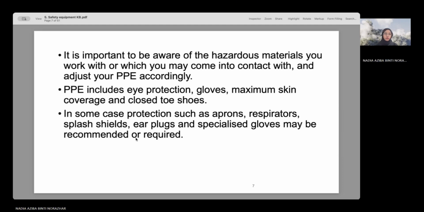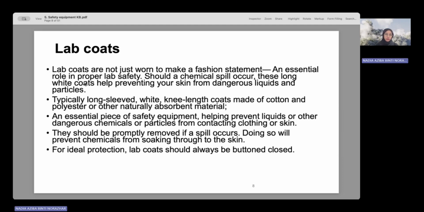We'll be discussing lab coats first. It is not just worn to make a fashion statement, although it looks like so. It plays an essential role in proper lab safety, which is a common and basic thing that everyone working in a lab setting should know. Lab coats are the most essential. Should a chemical spill occur, these long white coats help prevent dangerous liquids and particles from reaching your skin.